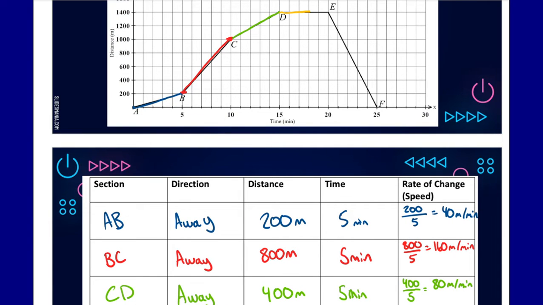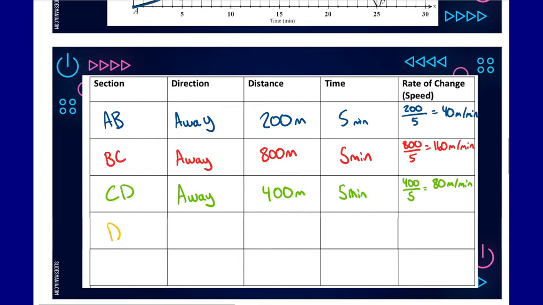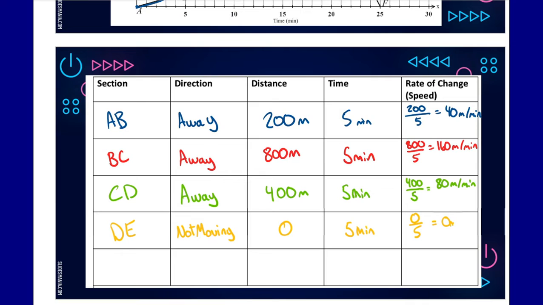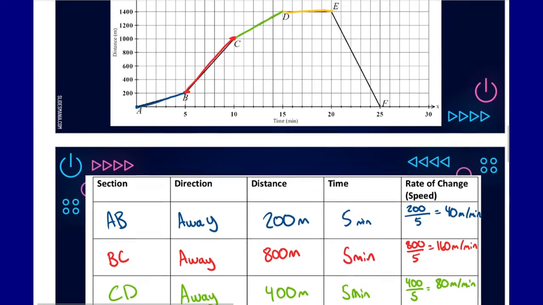For DE, this segment, this was one of the unique ones. So his direction, he's just not moving. You could put stopped as well, but there is no change. There's no direction. He's not going away. He's not going towards. He's just not moving. The distance traveled is 0, and the time for the segment is 5 minutes. So 0 divided by 5 equals 0 meters per minute, which makes sense because he's not moving. He's stopped. So when he's stopped, his speed is 0. And then lastly, the last segment, EF.